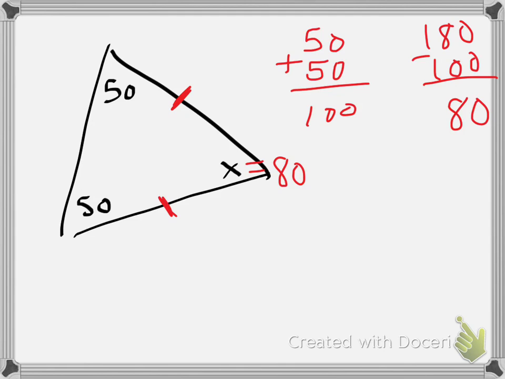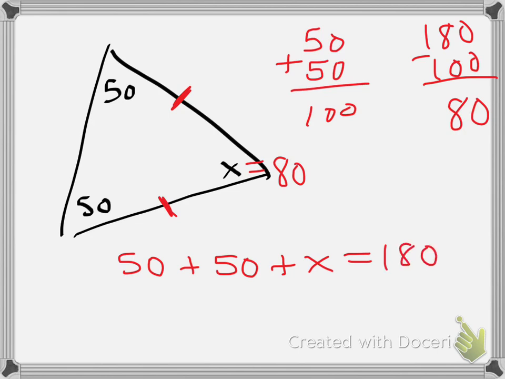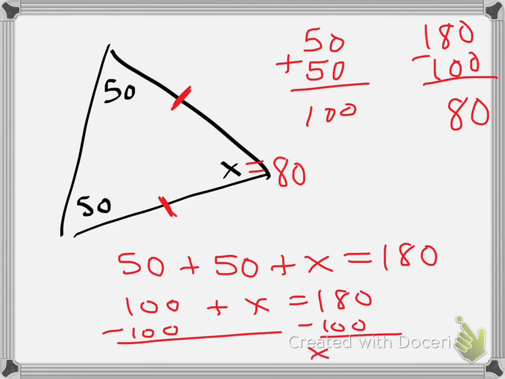The other way to go about it would be with your equation. 50 plus 50 plus x is 180. Add all three angles up, set it equal to 180. Combine your 50s. Minus 100 on both sides. And get that x is 80. So both ways are great. Just decide to work it out the way that makes the most sense to you. Oh, let's do this one.